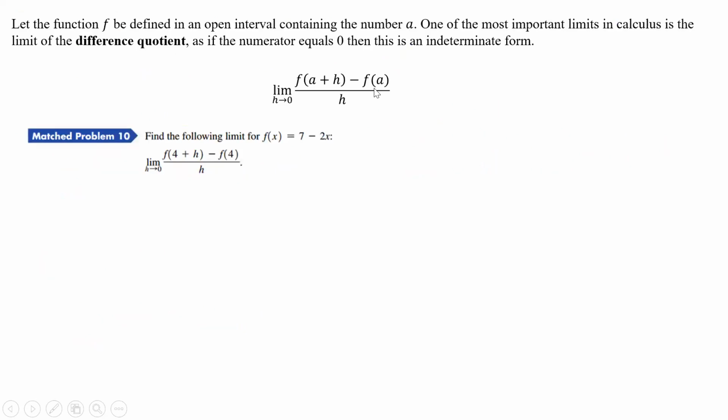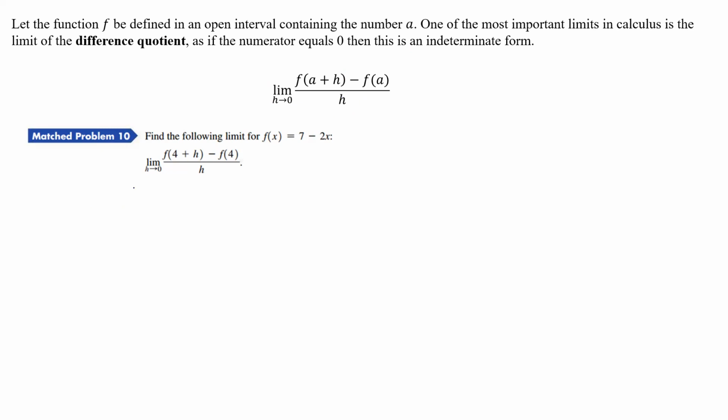All right, so the last piece on this section is: let the function f be defined in an open interval containing the number a. One of the most important limits in calculus is called the difference quotient, and that's what we're going to have here. If the numerator equals 0, then this is an indeterminate form. So this is going to be our difference quotient. So that's going to be something we use quite a bit, and so understanding what that is is going to help us. So how do we use it?